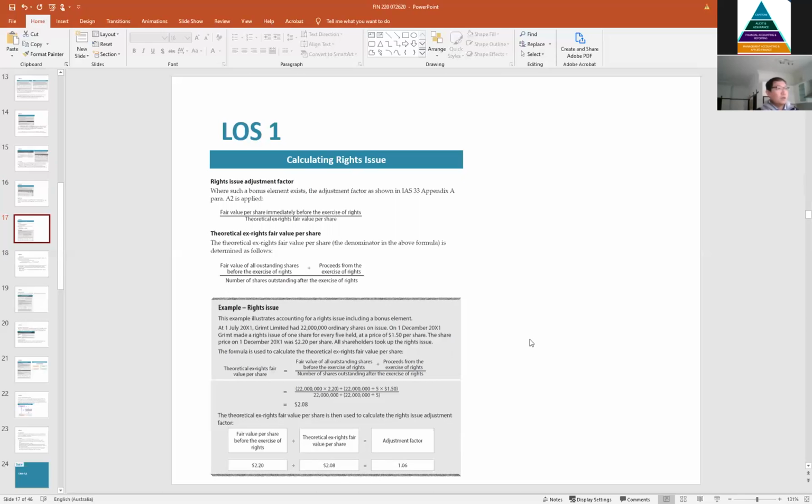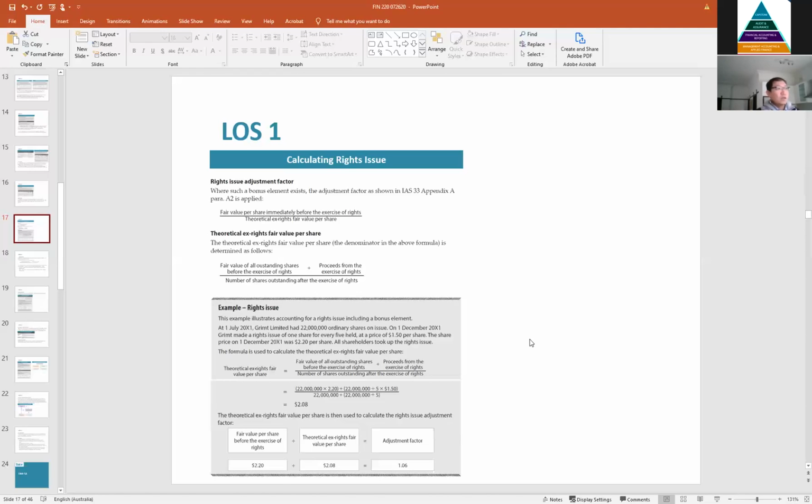If we think about this example here, G Limited had 22 million ordinary shares on issue as at the 1st of July. On the 1st of December, they made a rights issue of 1 share for every 5 held at a price of $1.50 per share. Again, what that means is for every 5 shares that investors hold in the company, they have the ability to purchase 1 additional share, and that purchase price is $1.50.